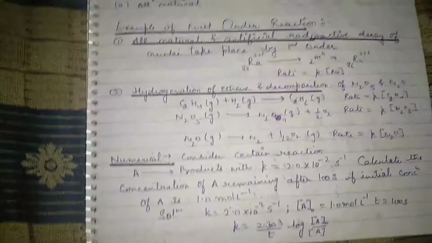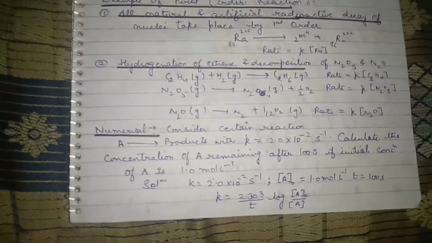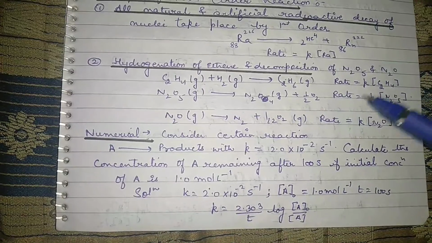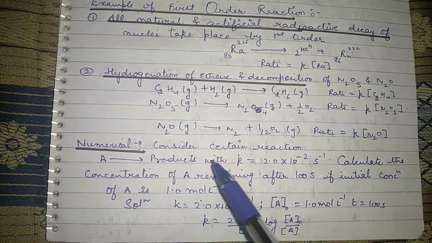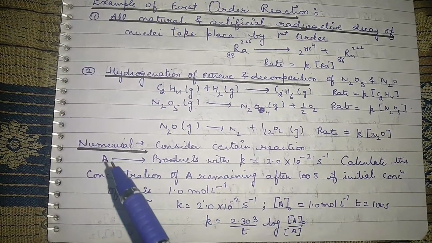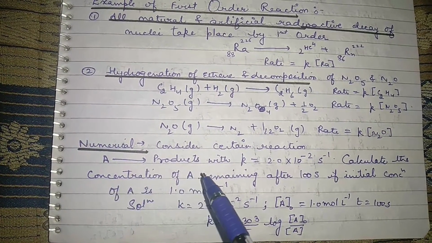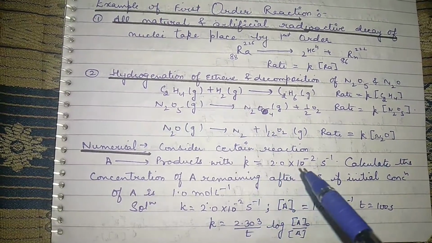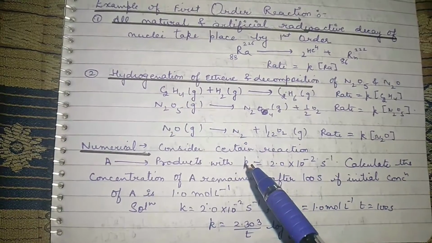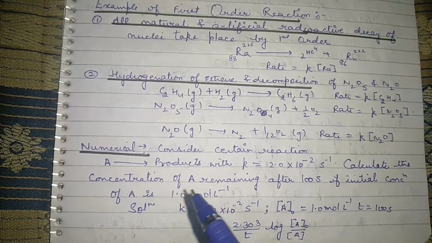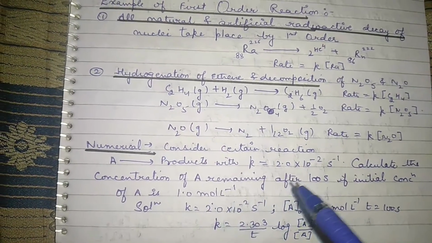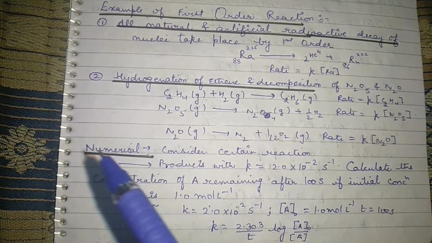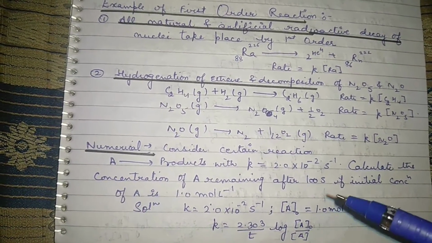Okay, so now let's discuss one numerical I have written over here. It is given in the NCERT book. All right, so I have given the solution. The question says, consider a certain reaction where A is the reactant. A reactant gets converted into product, where k, the reaction constant, is given over here. The value is given. Now what is it asking us? Calculate the concentration of A remaining after 100 seconds. After 100 seconds, how much concentration of our reactant will remain?